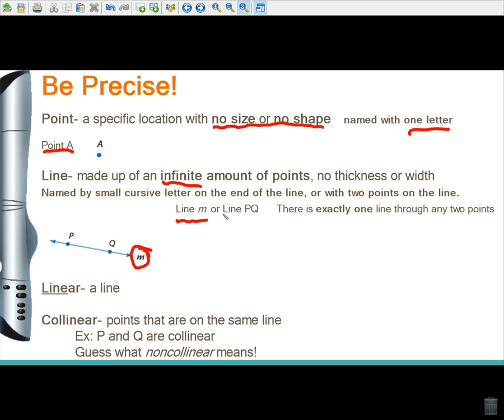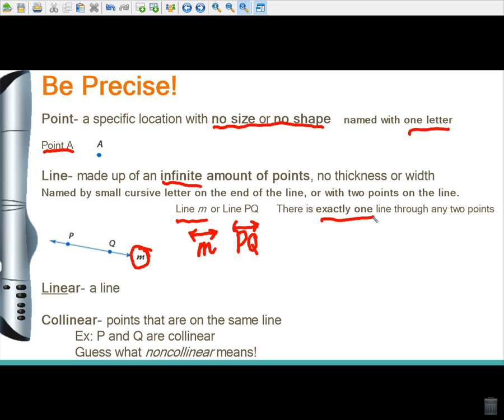Okay, now we don't have to actually write out the word line. Something that we can do to make this easier is if we wanted to just use the letter M, we would write an M with a line over top. Okay, so as you can see, this would name the line as well. Likewise, if we wanted to name it line PQ, all we would do is write out PQ, and we're going to put that line over the top. Okay, the line over the top is extremely important. If you don't have that line, then those are just 2 letters. Okay, we don't know what those 2 letters are. We have to have that line over the top. Okay, so that is how we can name lines right here.